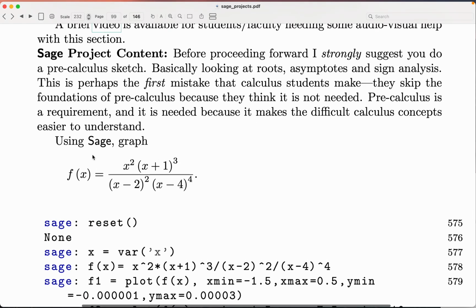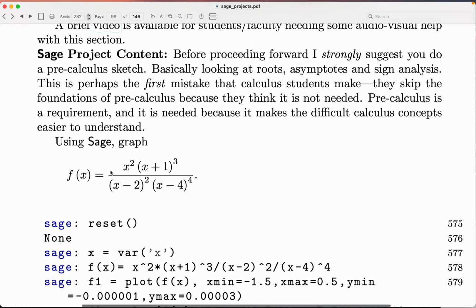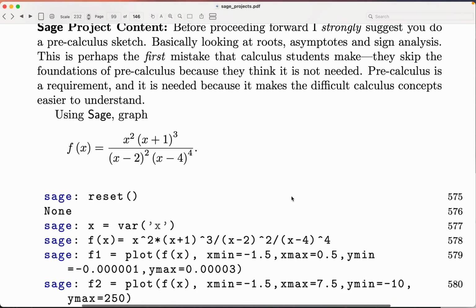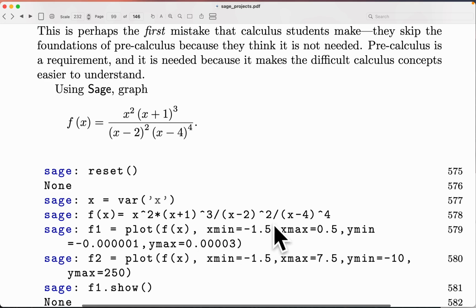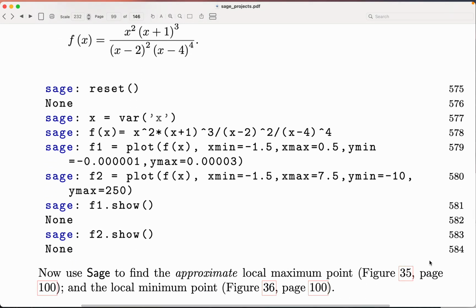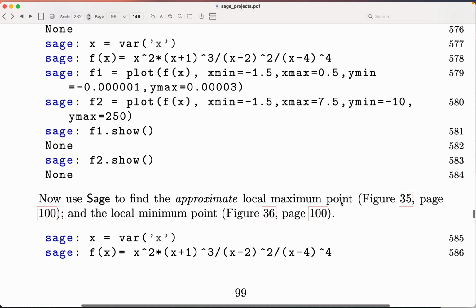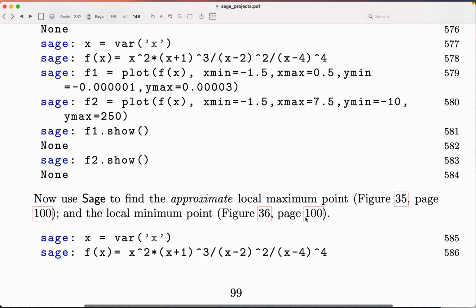So what are we talking about over here? You take some attempt at pre-calculus, you do a pre-calc sketch of this over here. Just going through the code over here, I want to point out, we've done this many times before. Reset, defining variables, deciding the function, plotting the function, showing it F1, F2. By the way, there's two different plots over there. Getting local mins and maxes.